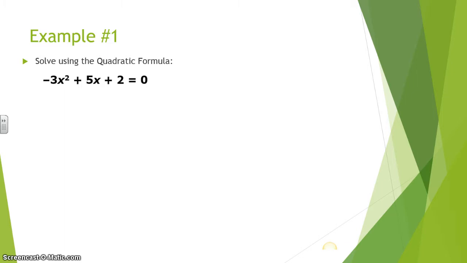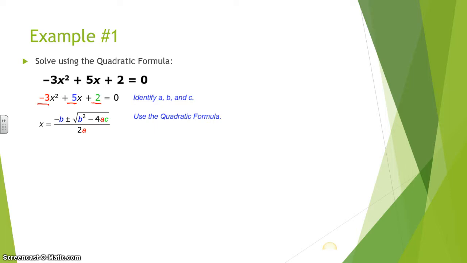So here we have negative 3x squared plus 5x plus 2 equals 0. So we first need to identify our a, b, and c. So our a is going to be negative 3, that's in red. B is going to be my 5, that's blue, and my c value is 2, which is in green. So then I'm going to use the quadratic formula, which is negative b plus or minus the square root of b squared minus 4ac all over 2 times a.